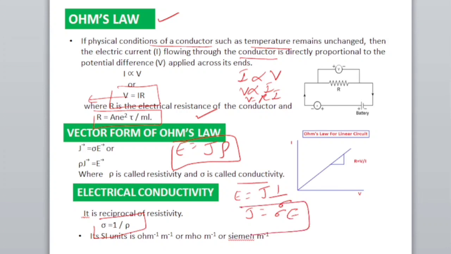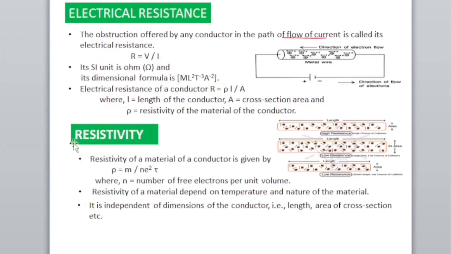So J equal to sigma E or E equal to rho J. These two are the vector form of Ohm's law. J equal to sigma E and rho J equal to E. The SI unit of conductivity is ohm inverse meter inverse, or mho meter inverse, or you can write Siemens meter inverse also.